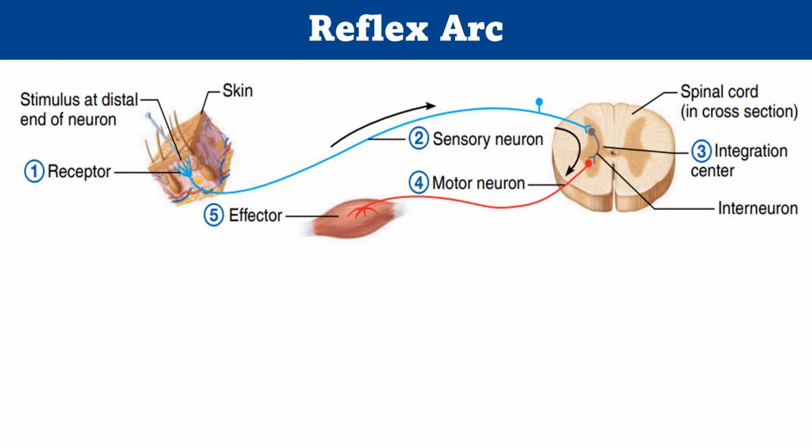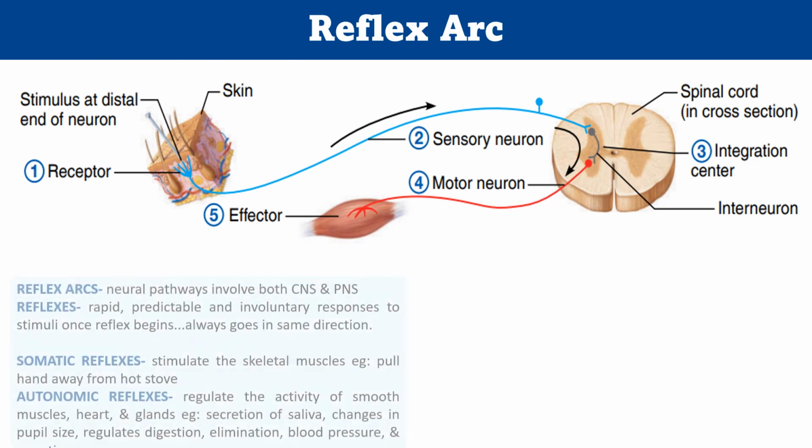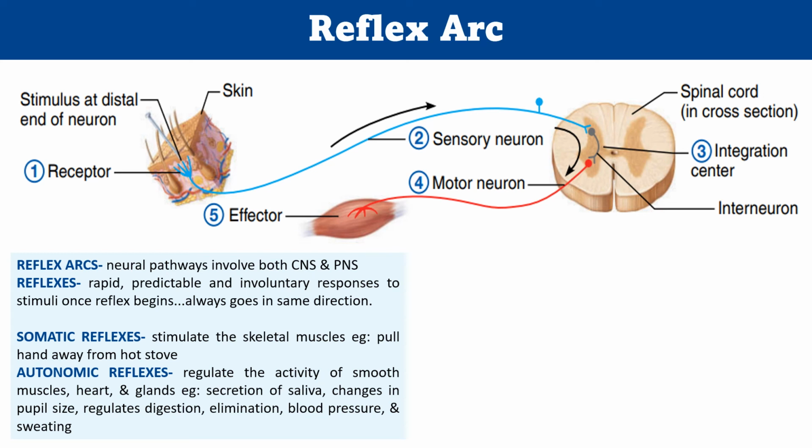Next, we're going to look at the reflex arc. Reflex arc is the neural pathway which involves both CNS and PNS. CNS is the central nervous system and PNS is the peripheral nervous system. Reflexes are rapid, predictable, and involuntary responses to stimuli. Once a reflex begins, it always goes in the same direction. You can't reverse it. There are two types of reflexes: somatic reflexes and autonomic reflexes.